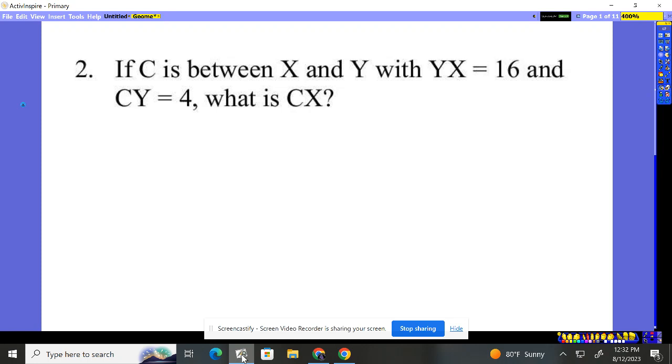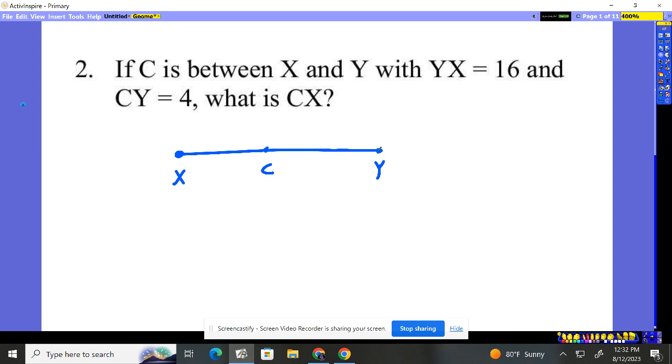Right, number 2 here. It says if C is between X and Y. So we have some point X, some point Y, okay, and C is between them. And they're going to be in a straight line. So we have line segment XY with C between them. Doesn't mean it's in the middle. It's just between them.